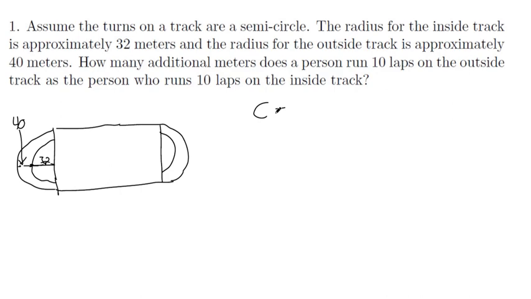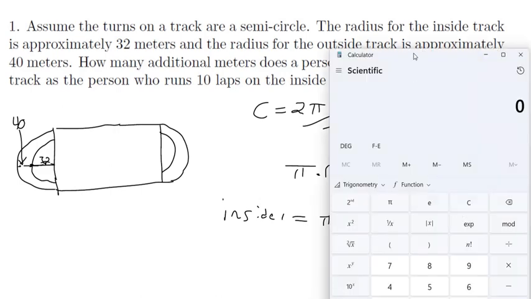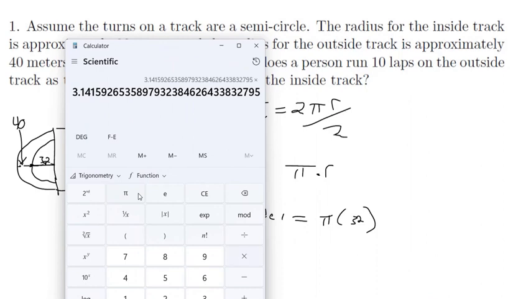So the circumference of a semicircle, you just cut a circle in half. So the circumference of a circle is 2 times pi times the radius, where pi is just 3.141 blah, blah, blah. Okay, but we're dealing with a semicircle, so we want to cut this in half. The circumference of the semicircle is just pi times r. So the inside track is pi times 32. And if you use your calculator to approximate that, pi times 32, that's 100.53 meters.